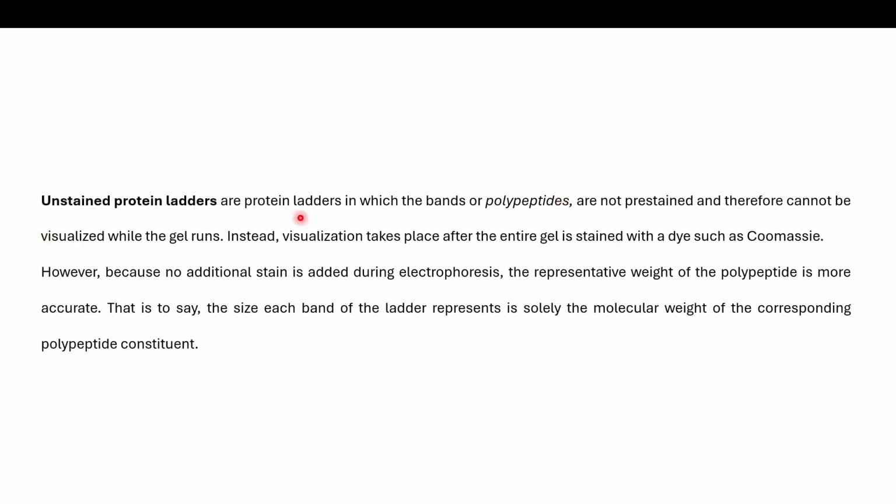Whereas unstained protein ladders are protein ladders where bands or polypeptides are not pre-stained, therefore cannot be visualized while the gel is running. Instead, we can only visualize them after staining with Coomassie or any other staining solution. But because no additional stain is added during electrophoresis, the representative weight of the polypeptide is more accurate, because the size of each band of the ladder represents solely the molecular weight of the corresponding polypeptide, because there's no dye and there's no additional molecular weight there. Okay.